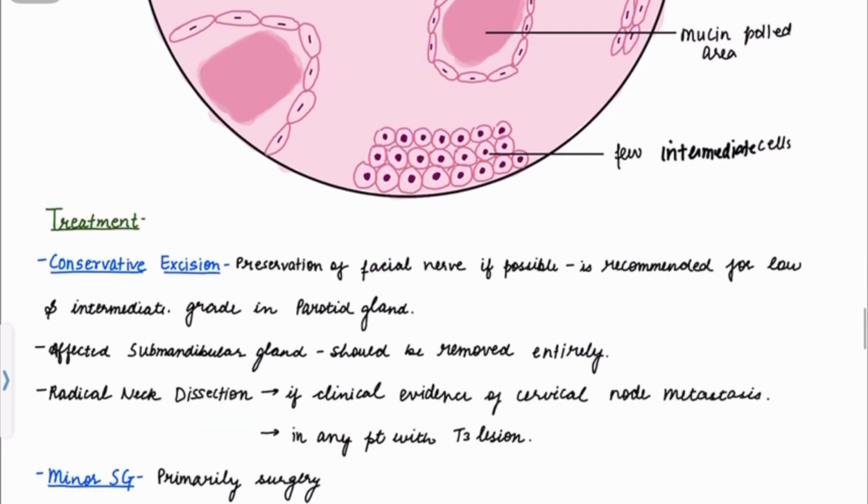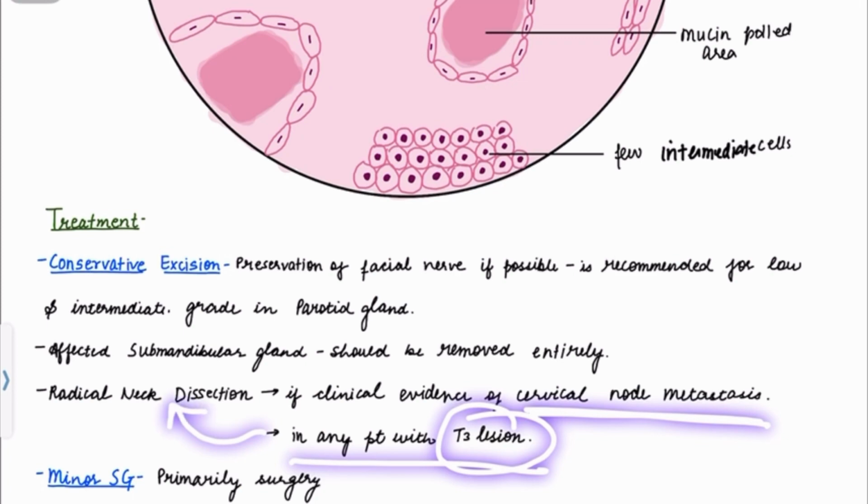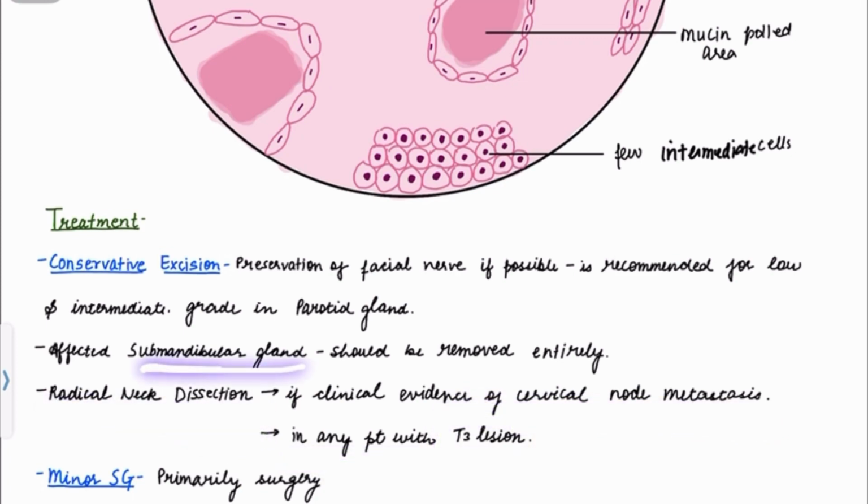Now let's see the treatment. For parotid gland, if possible, we have to preserve the facial nerve, usually in the low and intermediate grade. For high grade, we will go for radical neck dissection. That is, if there is a cervical node metastasis or any patient with T3 lesion, radical neck dissection is done. And if the submandibular gland is affected, then the entire gland has to be removed.